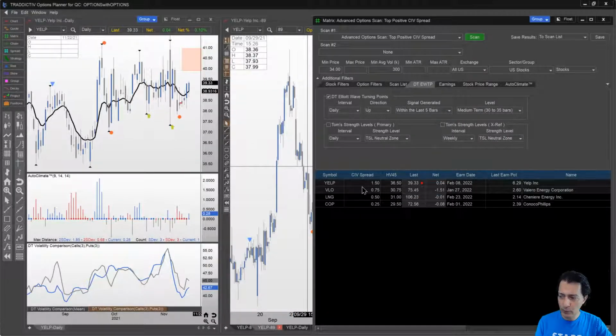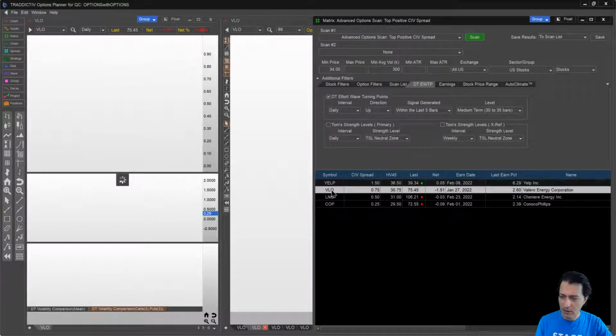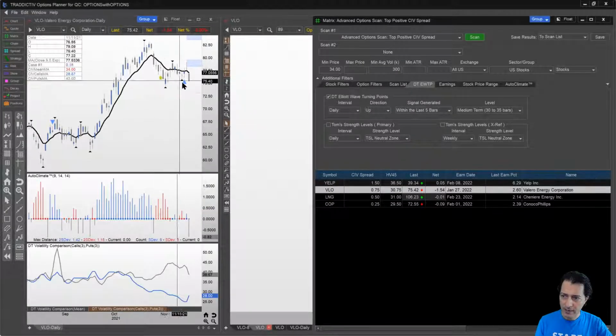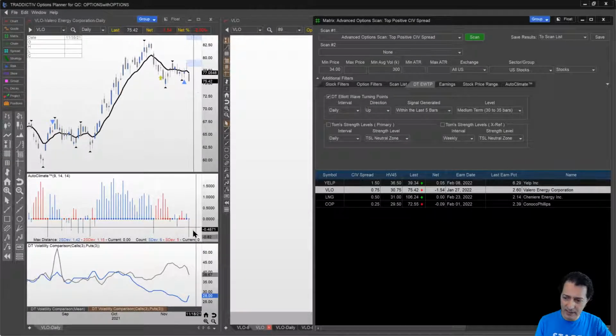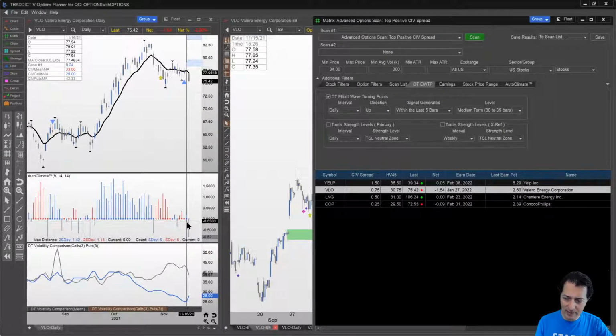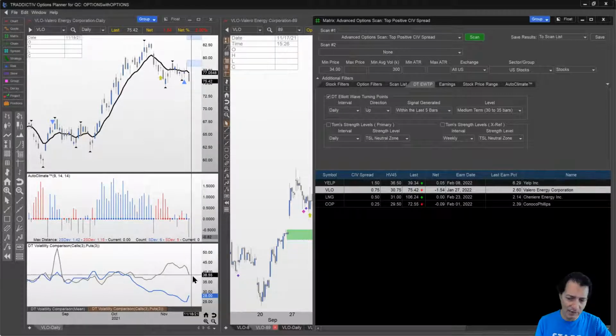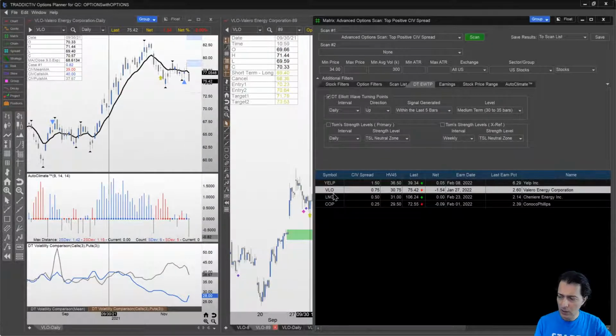And in this case, we got a few more. Okay, so we got Valero. They're all energy companies: Valero, Cheniere, and ConocoPhillips. So let's take a look at those and see what the charts have to offer. Okay, so here is the Elliott wave turning point. Not looking too good because it seemed that it was going into a climate, but then it didn't. And on top of that, look at the implied volatility for the puts. So not too happy about that.